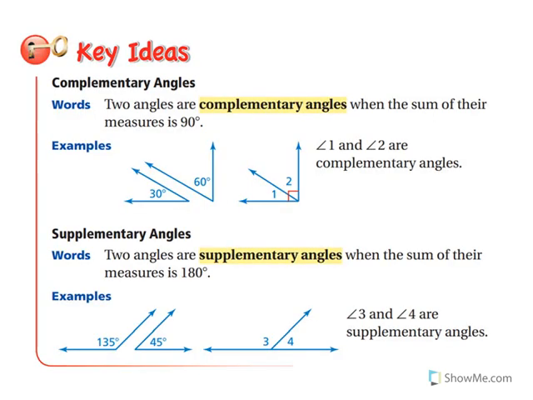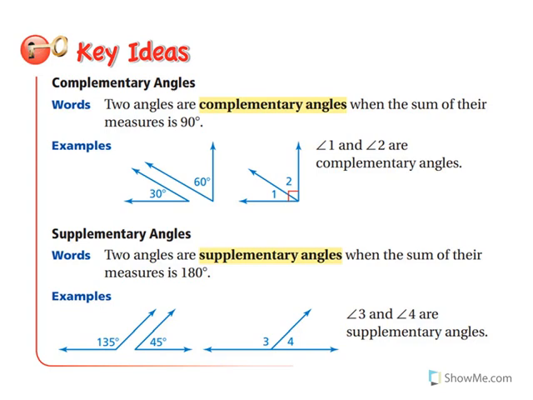Here we go. So, complementary angles and supplementary angles are very similar to each other. They have one minor difference, but otherwise they're almost identical. By definition, two angles are considered to be complementary angles when the sum of their measures is equal to 90 degrees. They don't have to be touching, but they can be. If you add them together and get exactly 90 degrees, they are complementary angles.